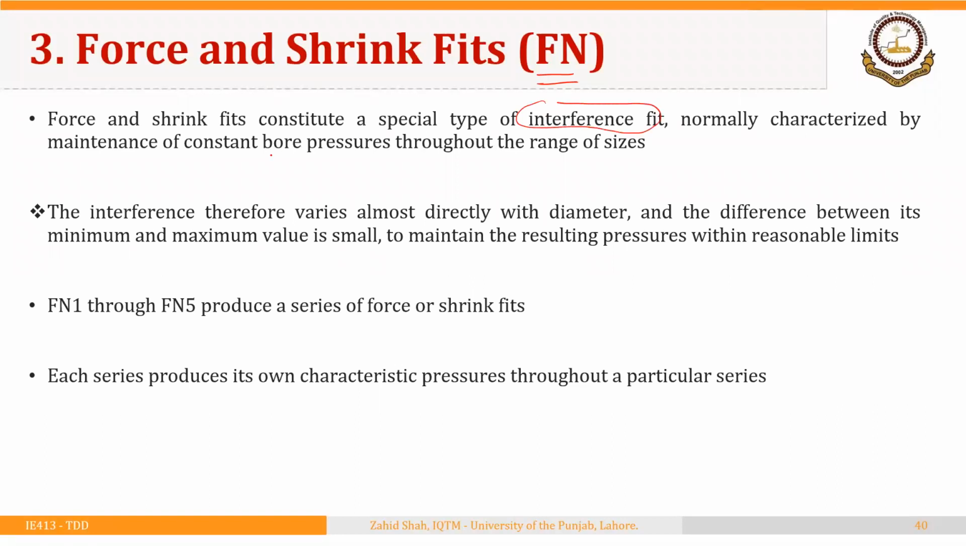normally characterized by maintenance of constant bore pressures throughout the range of sizes. The interference, therefore, varies almost directly with diameter, and the difference between its minimum and maximum value is small to maintain the resulting pressures within reasonable limits. So it has 5 classes, FN1 through FN5, and each series produces its own characteristic pressure throughout a particular series.